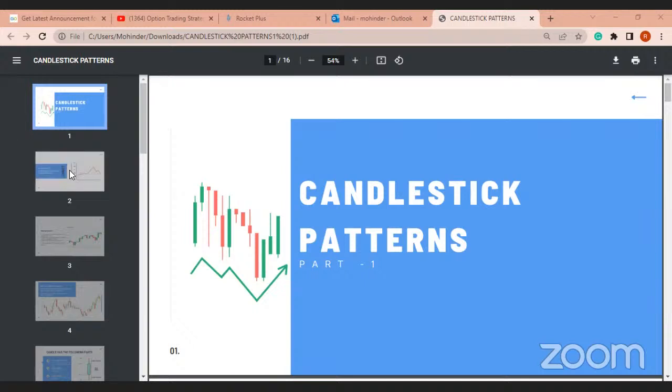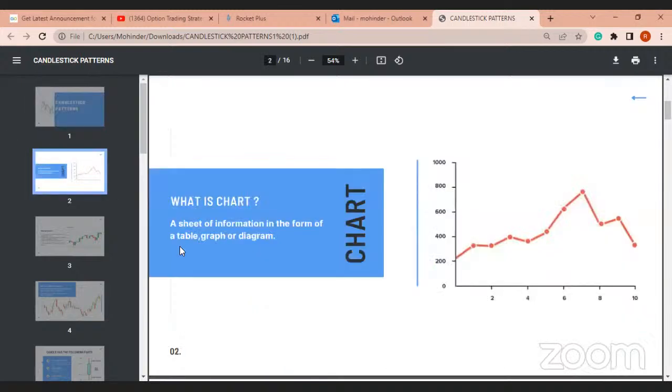So first of all, before starting off with what is a candlestick pattern, let's discuss what a chart is. A chart is just a sheet of information in the form of a table, graph, or diagram. If you want to have a clear understanding of what is happening over the years or in a range bound, instead of looking into some other stats, we can clearly represent that in an easier way with the use of a chart. It can be of any form, a table, a graph or a diagram. That is the main motive of a chart. That is the reason this has the name candlestick chart. So a chart is only a visual representation of the range bound.